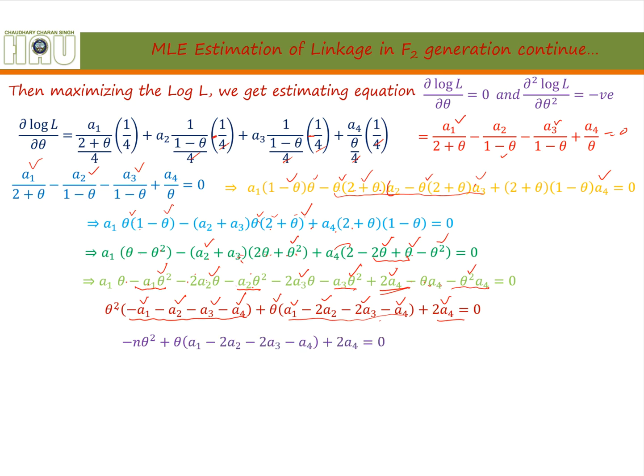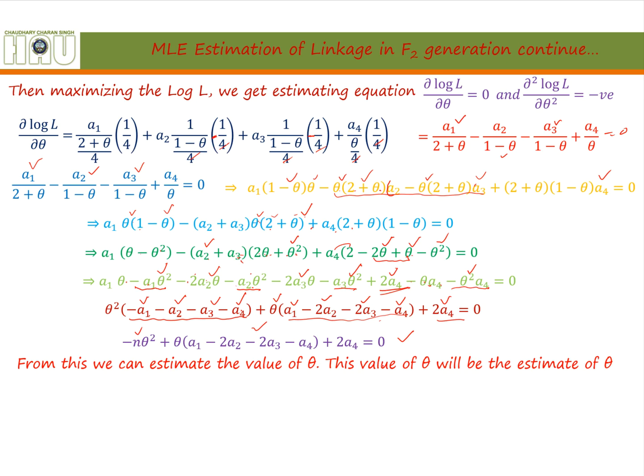If I take minus common from this equation, I will get a1 plus a2 plus a3 plus a4, which is nothing but my n. And this term as such plus 2 times a4 is equal to 0. Now this is a quadratic equation. Now you can estimate theta from this equation. So from this equation, we can estimate the value of theta. This value of theta will be the estimate of theta.